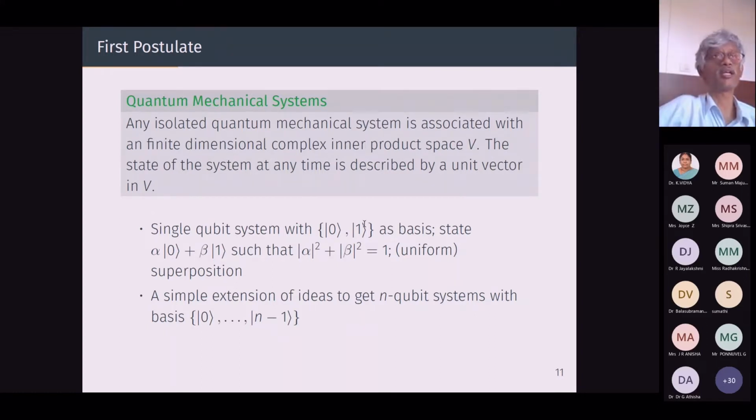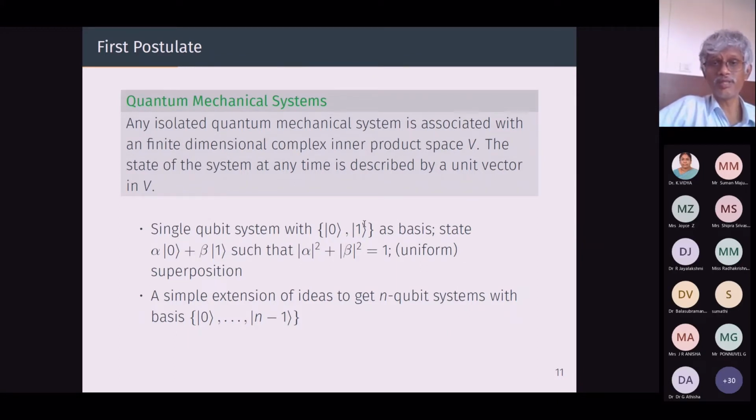So we saw that we can take a basis element as bit strings from 0 up to 2 to the power n minus 1, which is n-dimensional, and then you can define an n-dimensional complex vector space using this kind of representation. The motivation for that is that the first postulate of quantum mechanics says that any isolated quantum mechanical system is associated with a finite dimensional complex inner product space V. The state of such a system at any time is described by a unit vector in V.